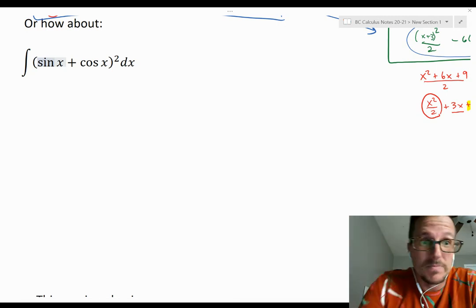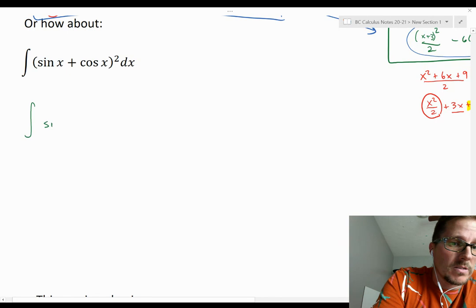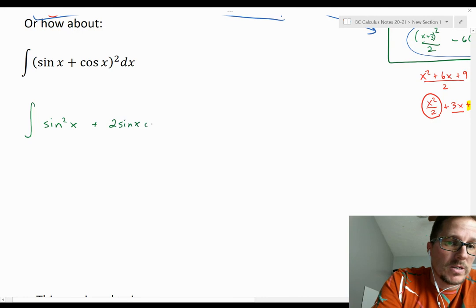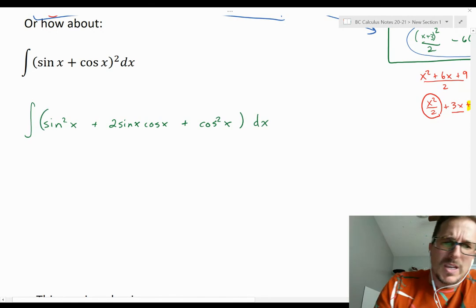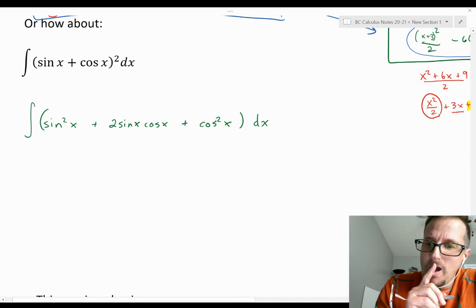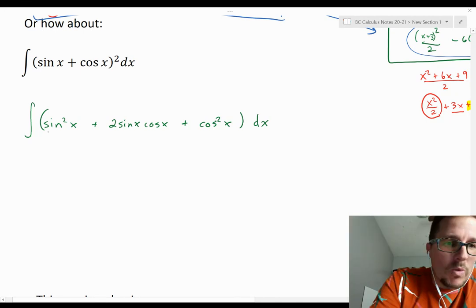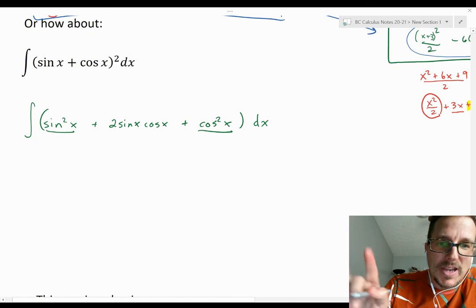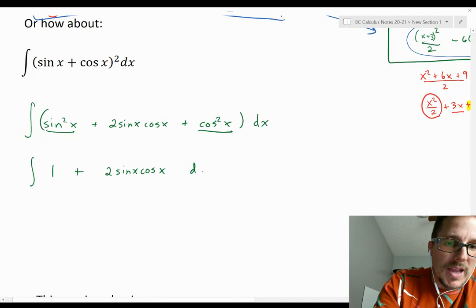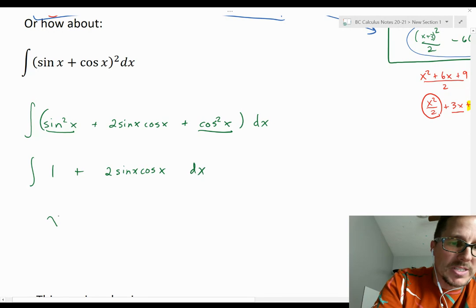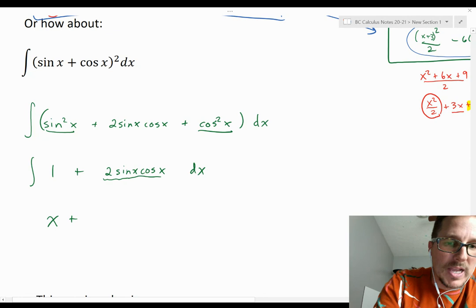What if I just square it? That's going to be sine squared x plus 2 sine x cosine x plus cosine squared x, all with respect to x. So then, oh, wait. What if I have sine squared and cosine squared and combine them? That's right. That's just going to be 1 plus 2 sine x cosine x. Now I'm in business, because I can integrate 1 all day. That's just x. Now, how am I going to handle 2 sine x cosine x?